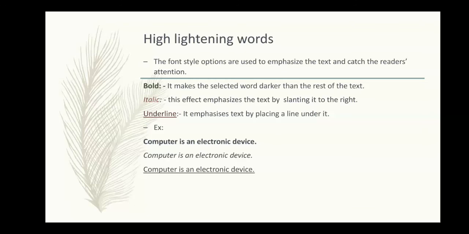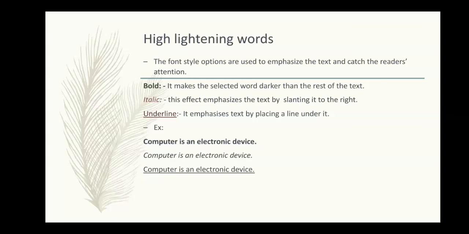Highlighting the word. The font style options are used to emphasize the text and catch the reader's attention. Bold makes the selected word darker than the rest of the text. Italic emphasizes the text by slanting it to the right side. Underline places a line under the text. It draws the line under the text, that is called the underline. Below you can see the example for bold, italic and underline.